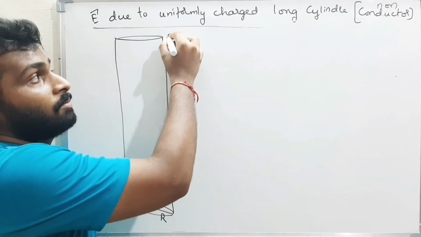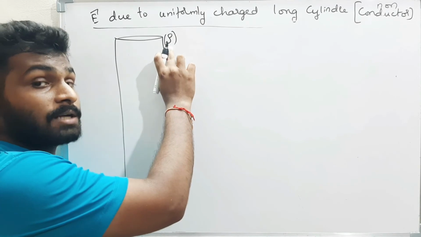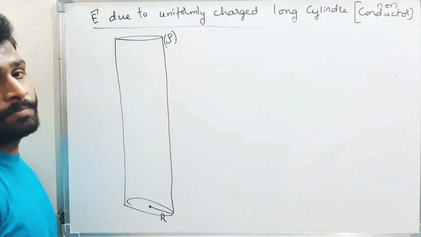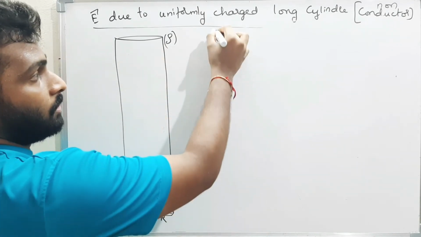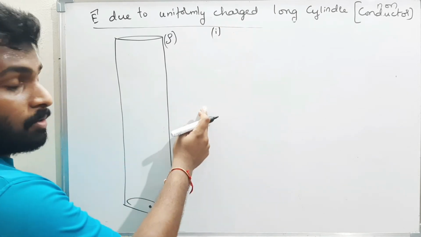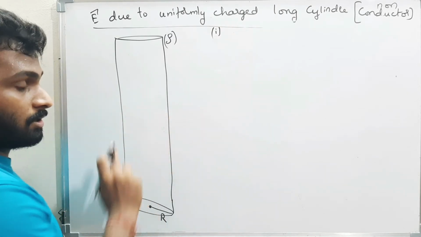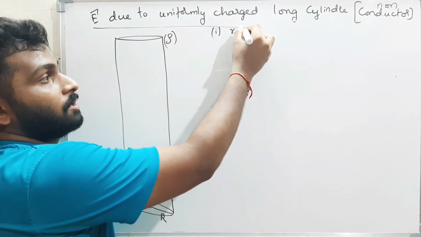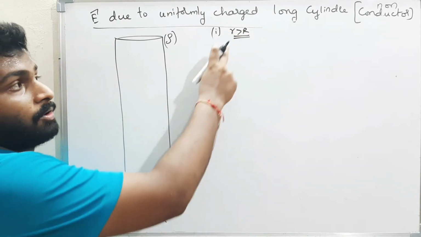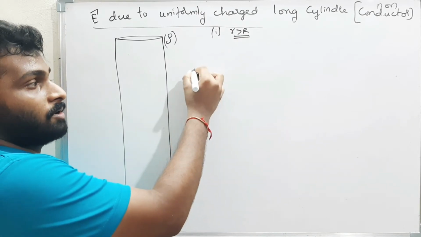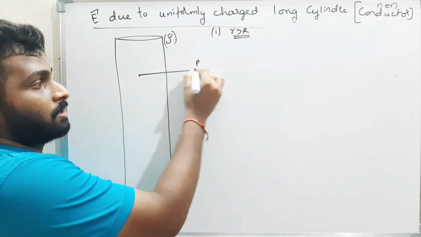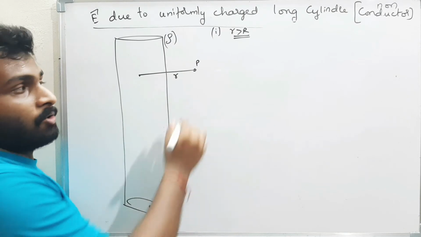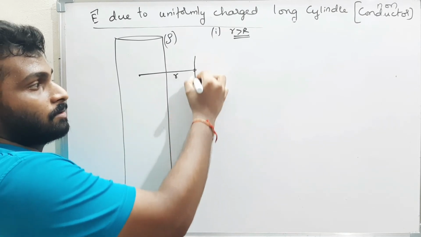Now they give me the rho. Rho means charge present in unit volume. Here are the three cases: when the point is outside, when the point is on the surface, and when the point is inside. First one, the point is outside. When the point is outside, now I'm assuming the Gaussian surface, the point is somewhere here at a distance small r from the center. Now see, this is the Gaussian surface.